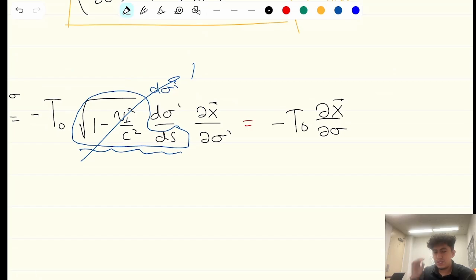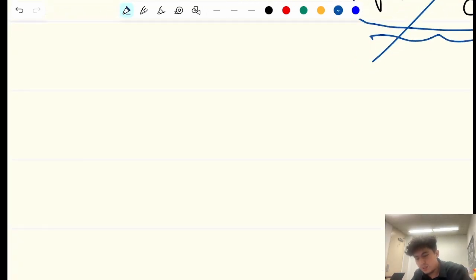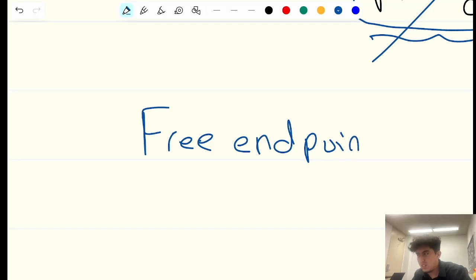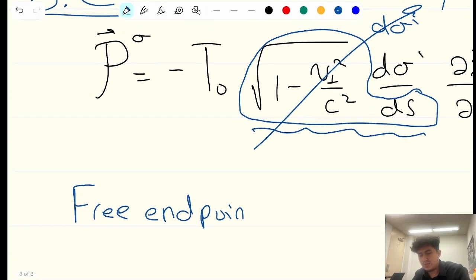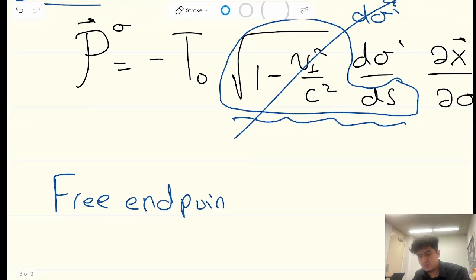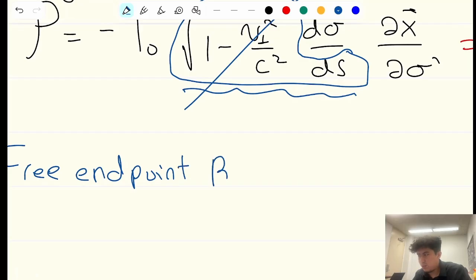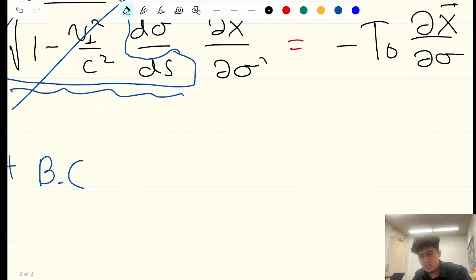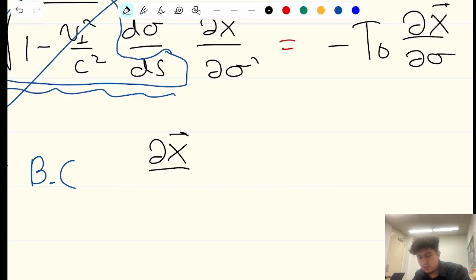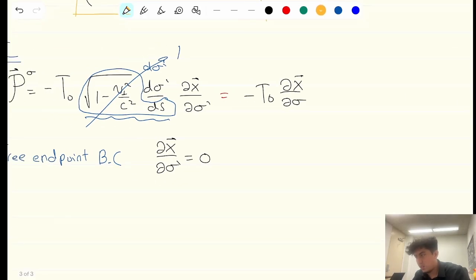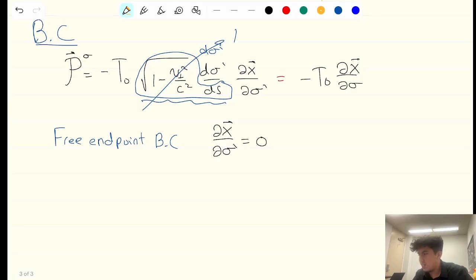Cool. So essentially the free endpoint boundary condition now is going to be simplified. The free endpoint boundary condition, if you remember, was just making this equal to 0 at the endpoints. Now it is going to be the same as saying that the partial with respect to sigma is going to be equal to 0. Cool. So this is going to be a simplification.